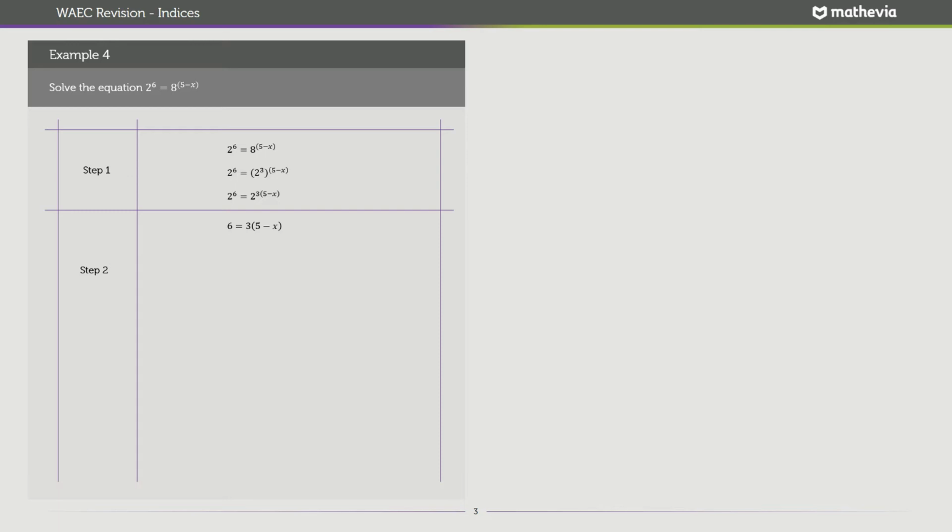You take out the two indices, because if 2 to the power of 6 equals 2 to the power of 3(5 minus x), you would agree with me that 6 quite simply equals 3(5 minus x). And you just bring that out, and from this point on you basically just have a very simple linear equation. Then you expand, move your values around and solve, and you should end up with x equals 3.